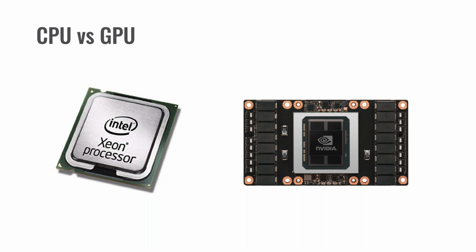To give you a sense of where CPU stands and where GPU comes in, if you actually take an Intel Xeon Platinum 8180, which is a very powerful CPU, it comes with 28 cores and operates at 2.5 gigahertz frequency.